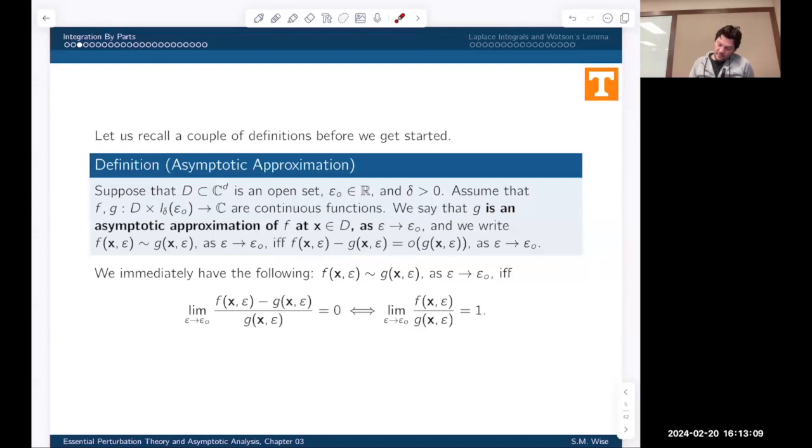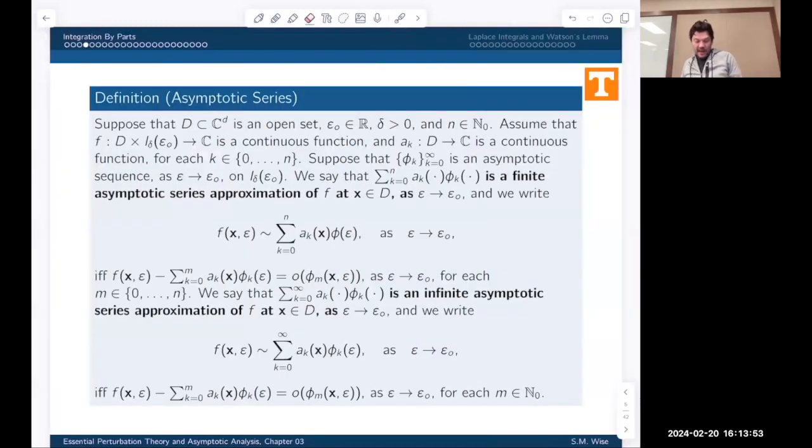So this approximation works by taking the difference and then showing that that difference is little o of the second function G, the approximating function. Now, this holds true if and only if F minus G over G goes to 0 in the asymptotic limit, epsilon goes to epsilon 0, or in our case, as lambda gets large, lambda goes to infinity. Okay, so this is the thing we're going to keep applying over and over again.